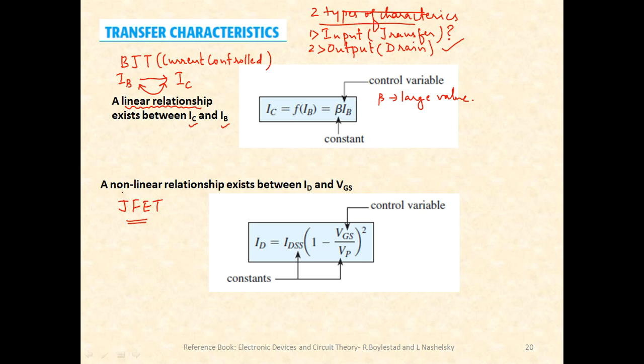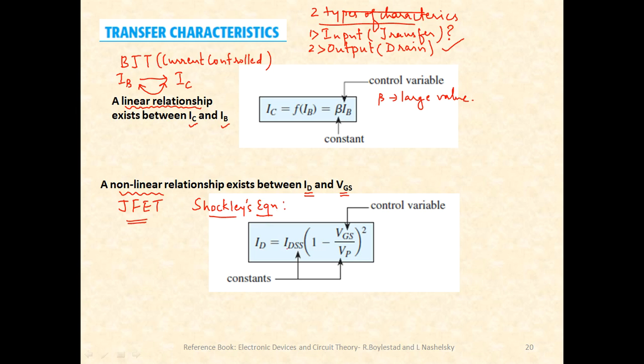Well, it is being told that a non-linear relationship exists between the drain current ID and the gate to source voltage VGS. Okay, is that correct? Yes, it is correct. Why? Because the JFET current is mathematically given or expressed by the equation called Shockley's expression or equation.